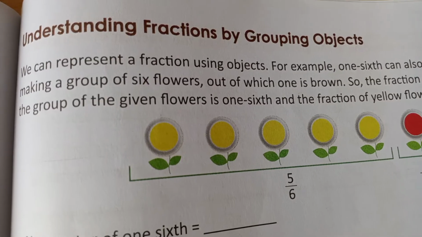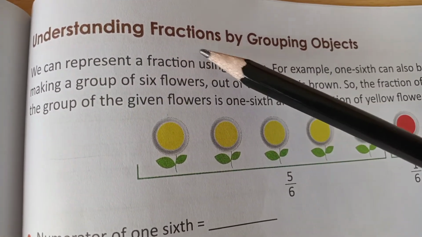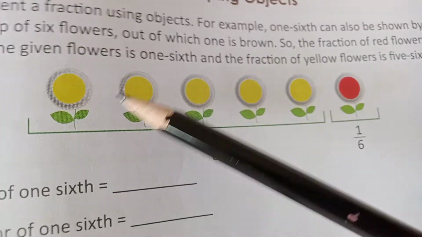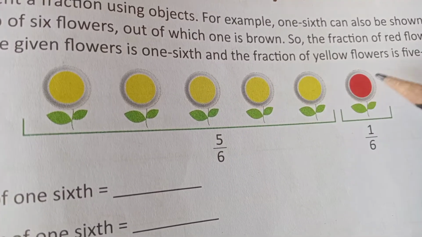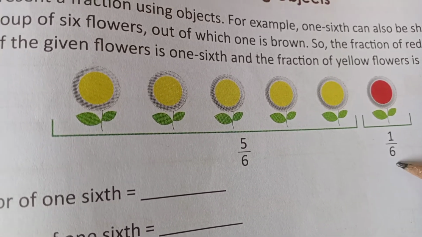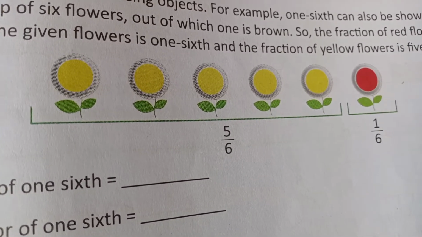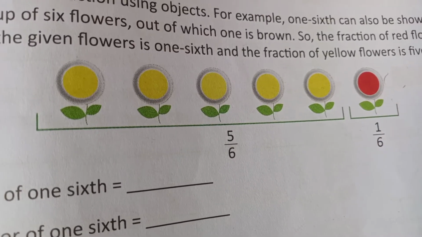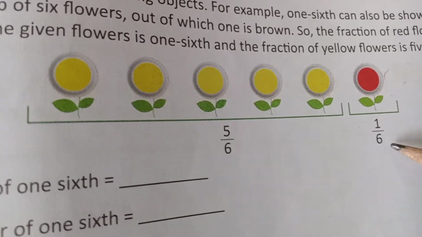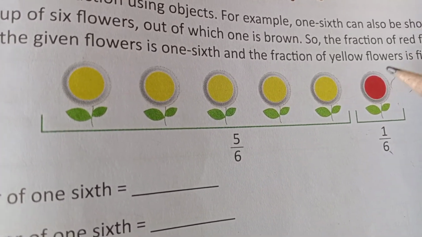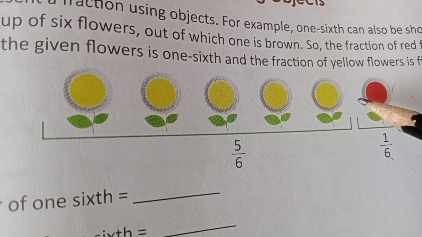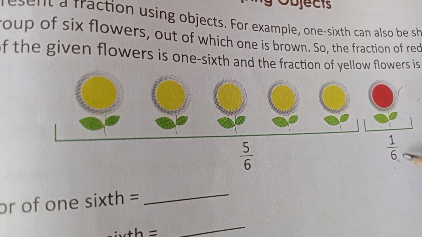Clear? So the next topic is understanding fractions by grouping objects. Now look at this image. Total we have 1, 2, 3, 4, 5, 6 circles, and 5 circles are yellow and one circle is red. If I am talking about the red one, total we have how many equal circles? Total we have 6. I have written 6 here. So out of 6, 1 is red, so that's why I have written 1 here. So 1 by 6. If I am talking about this red circle, this is the 1/6 part of the group.